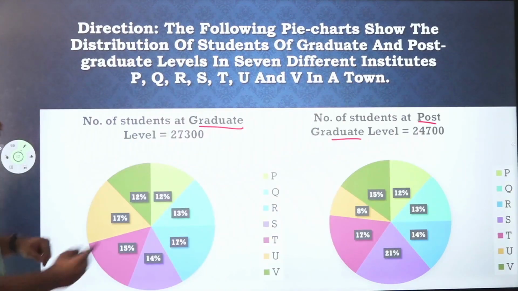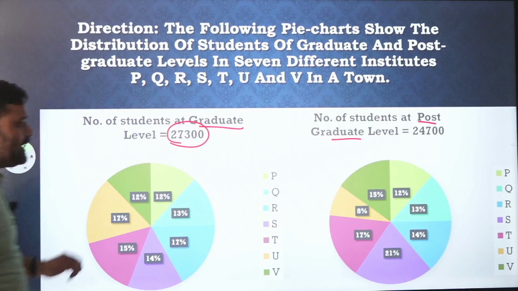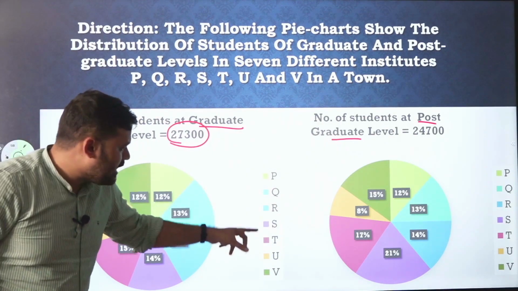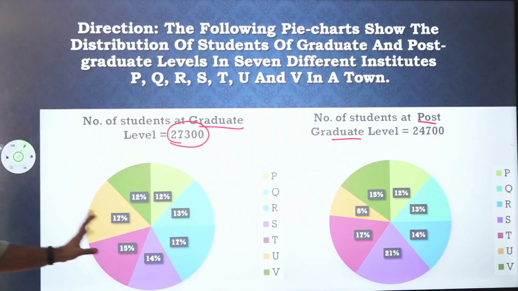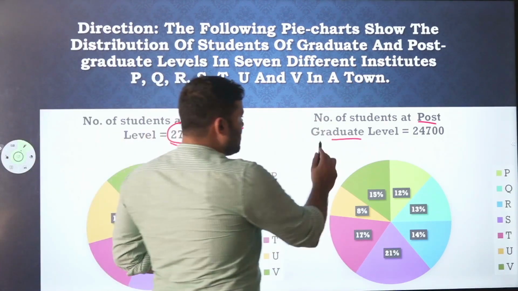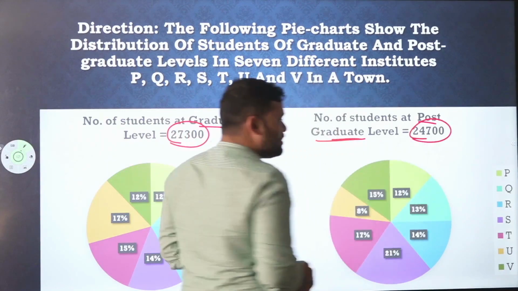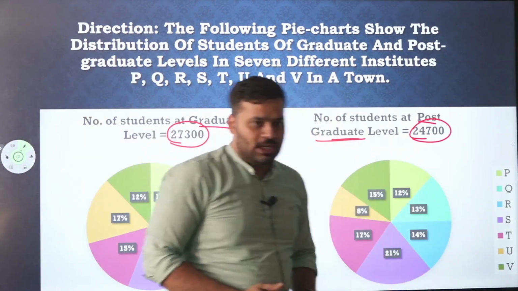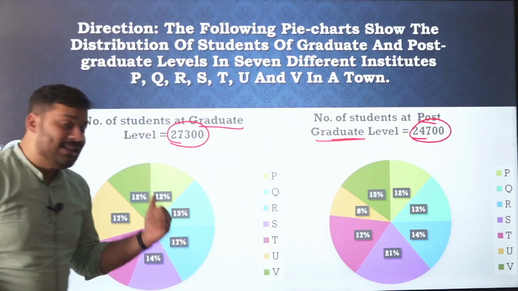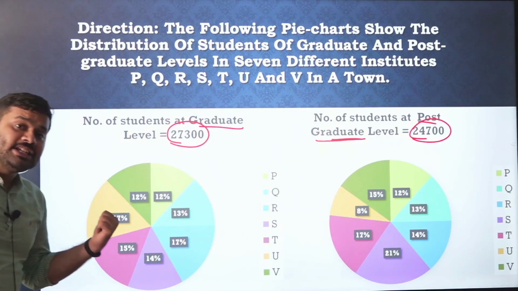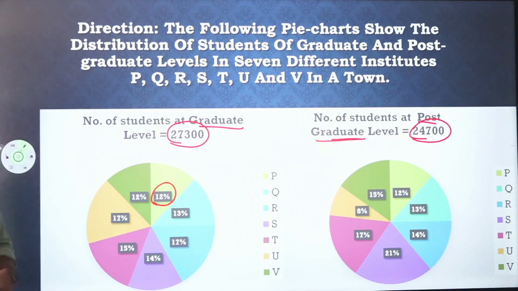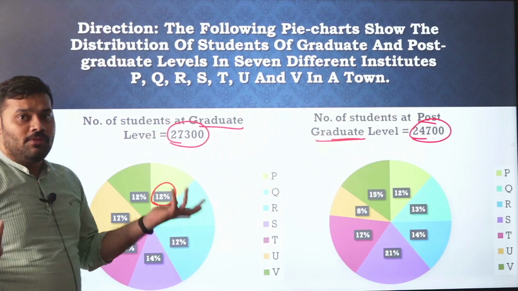And the total number of graduates is 27,300 from all these towns. P, Q, R, S, T, U, and V are the towns. Same in this case. Postgraduate, the total number of students is 24,700 and the towns are P, Q, R, S, T, U, V. And please do note it, this is a percentage pie chart because they have clearly mentioned it as percentage. So percentage is always for every 100.